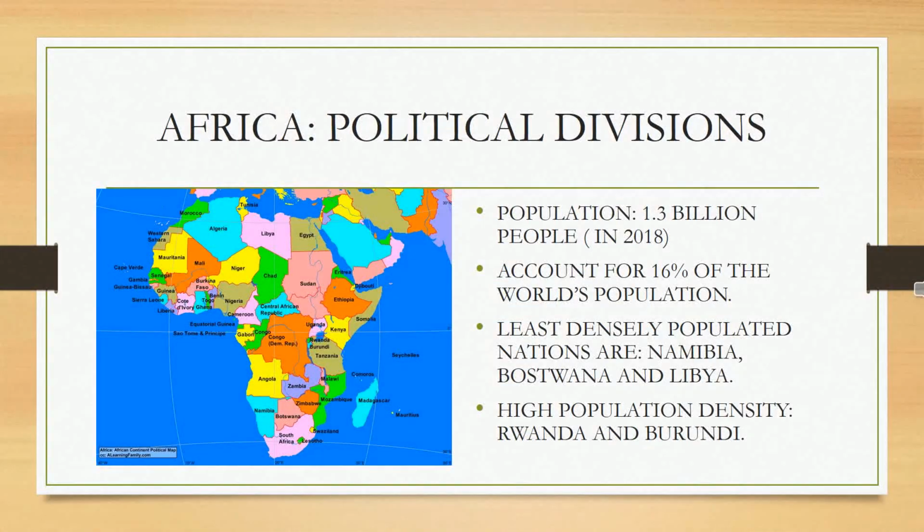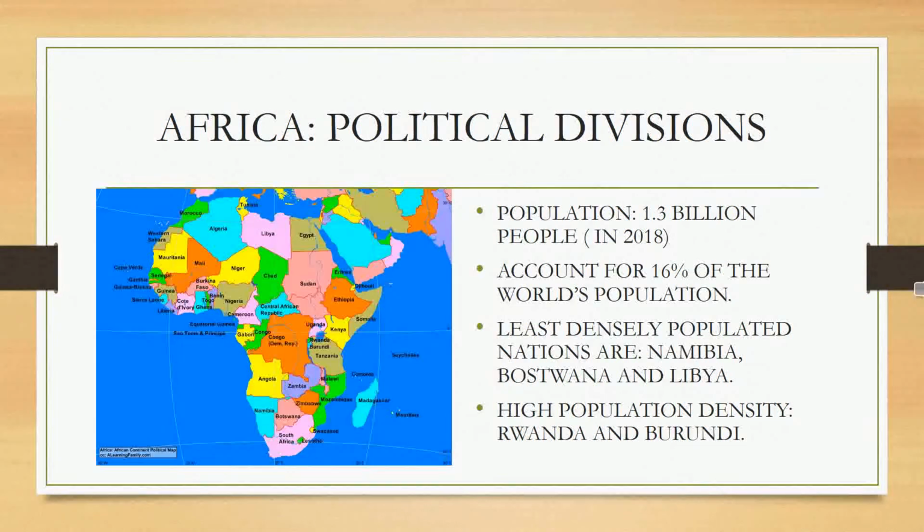Let's move to next topic, Africa political divisions. Population of Africa is 1.3 billion people. This population data, dear student, is according to 2018. The one given in your book is old. Please listen to me very carefully. The data given in your book is old. I have provided you new data which is according to 2018.